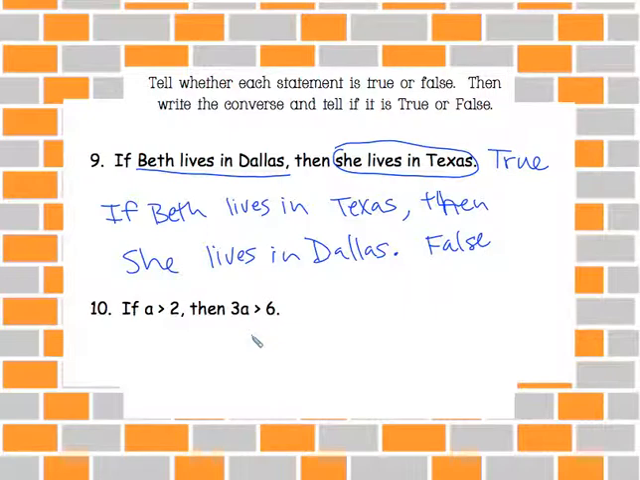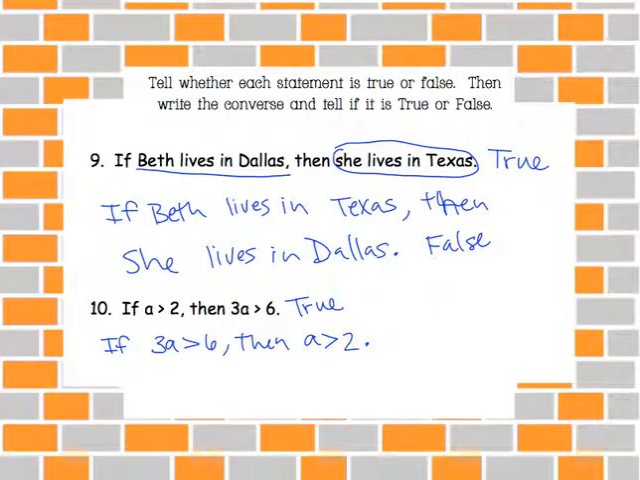So if A is greater than 2, then 3 times A would have to be bigger than 6. That's true. Any number that's bigger than 2, when you multiply it by 3, it'll definitely be bigger than 6. So the converse of that would be if 3A is greater than 6, then A is greater than 2.